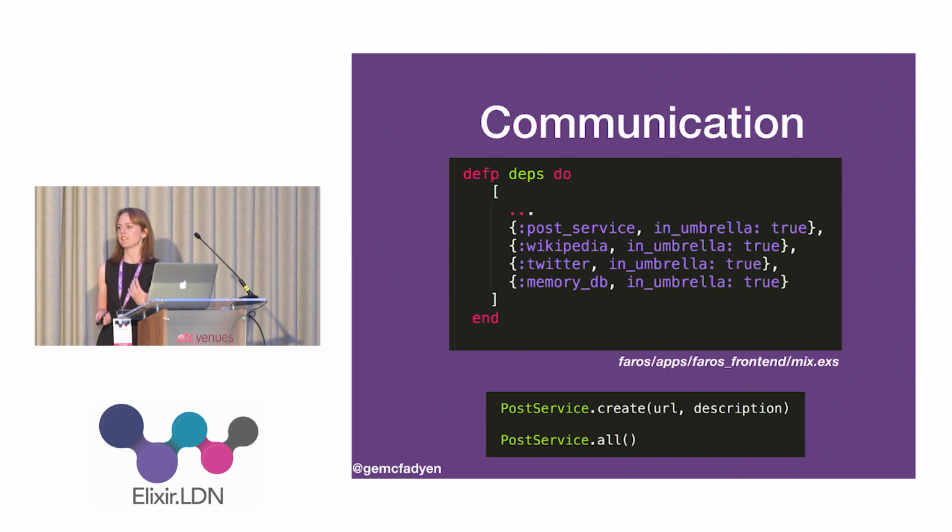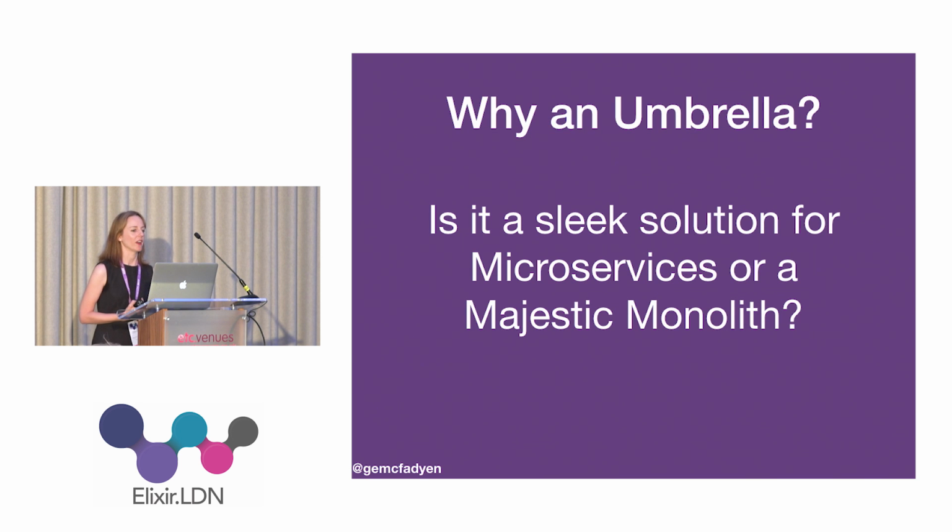So this is a relatively simple project. Why did we even use an umbrella? Well, we wanted to see if it was a sleek solution for microservices, or whether having the code in one repository would actually bring in different problems. And even though it was a seemingly simple project, there was actually a lot of takeaways and lessons learned, and I'm going to share some of them with you now.